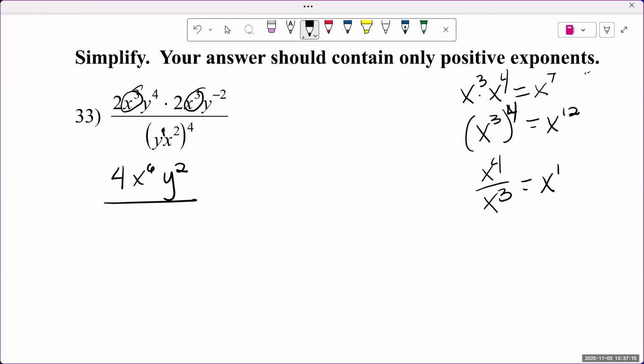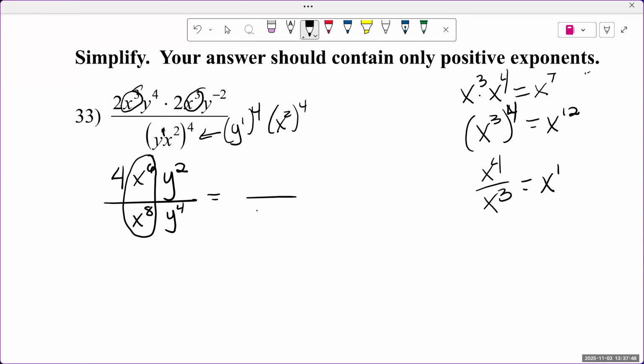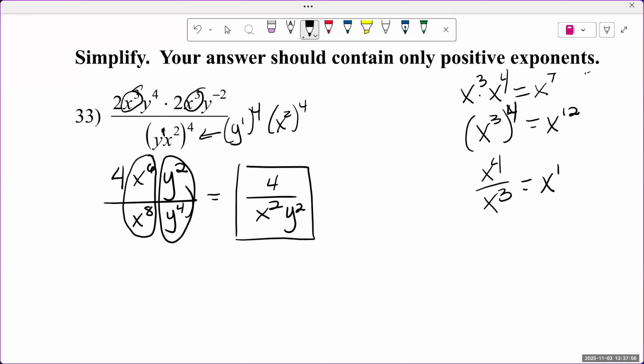Now, superpowers, right? This is y to the first to the fourth, x squared to the fourth. So I'm going to put the x's first. X to the eighth, y to the fourth. Okay, subtract. Notice the x's, I have two more on the bottom. And notice the y's, I have two more on the bottom with the 4 on the top.